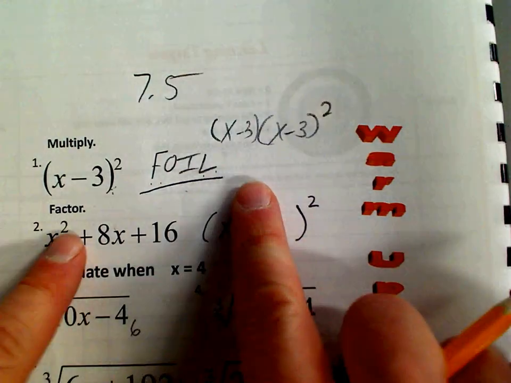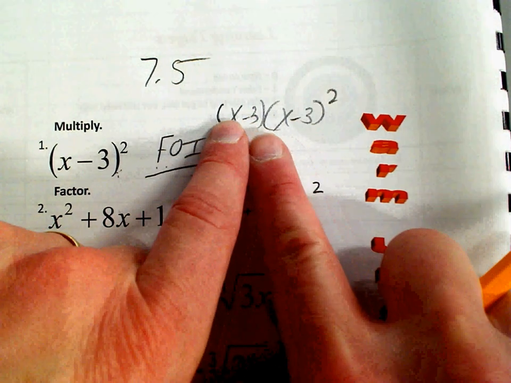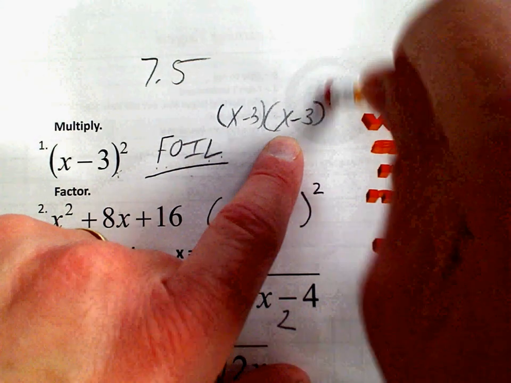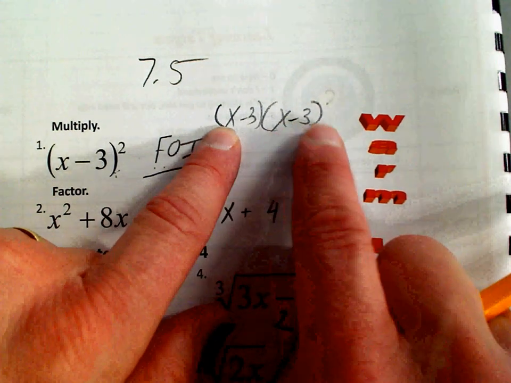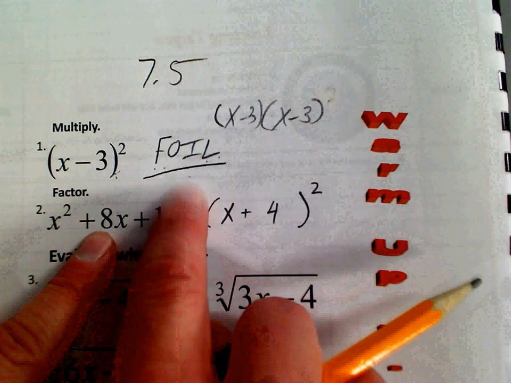Okay, and this is 7.5. So when you're multiplying a binomial times itself, you got to remember to do FOIL. It means you take that binomial times itself. There shouldn't be a square there, sorry. And you have to go FOIL. You got to remember all of that, right? You'll see that in this lesson.